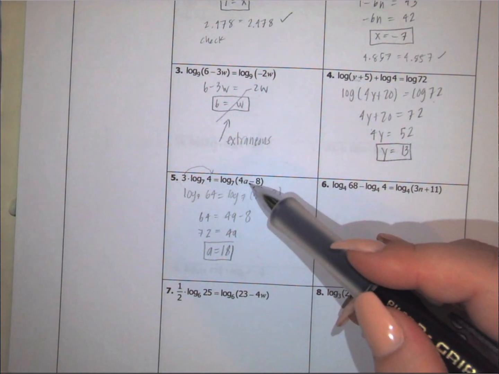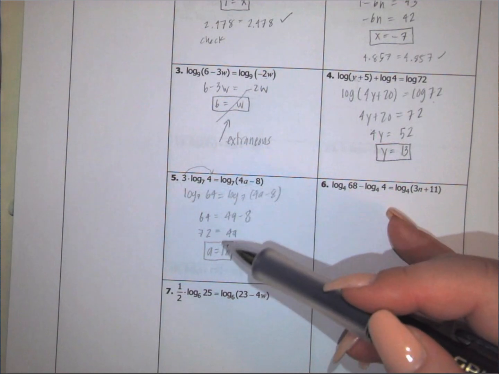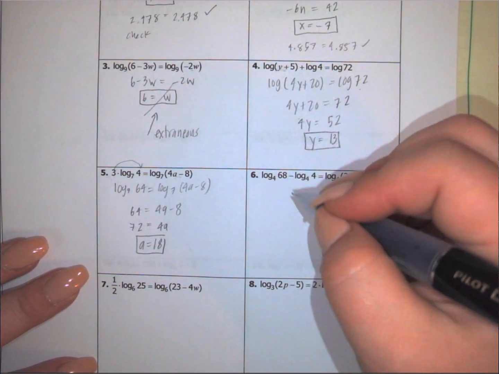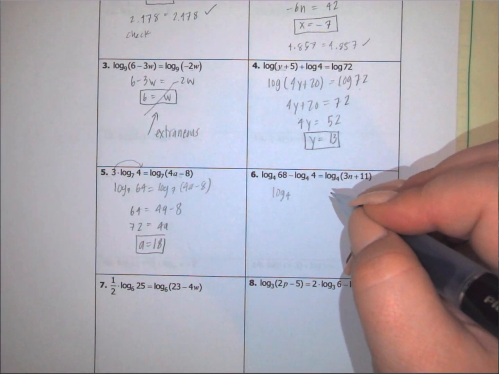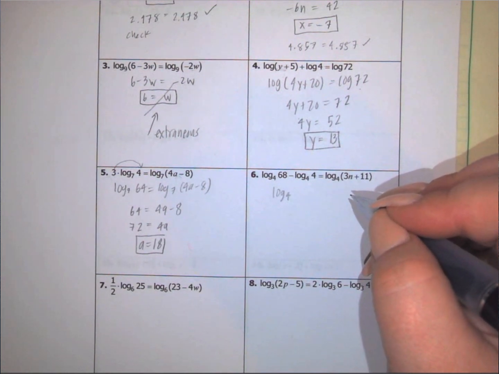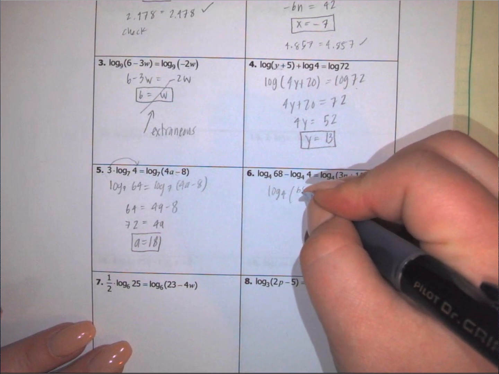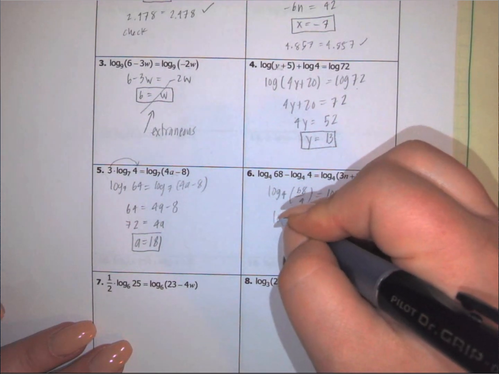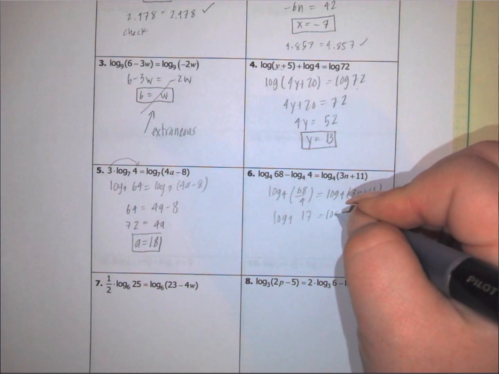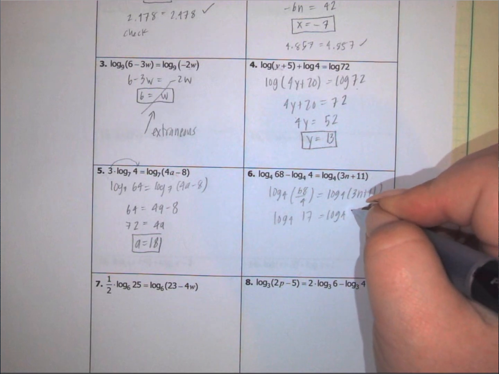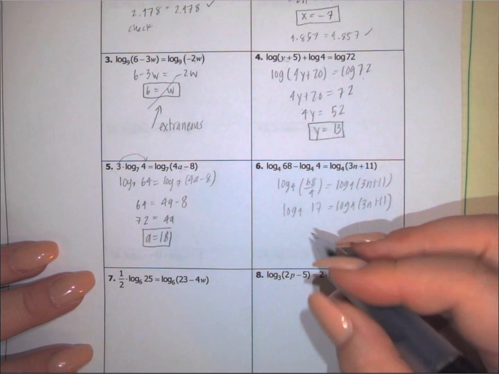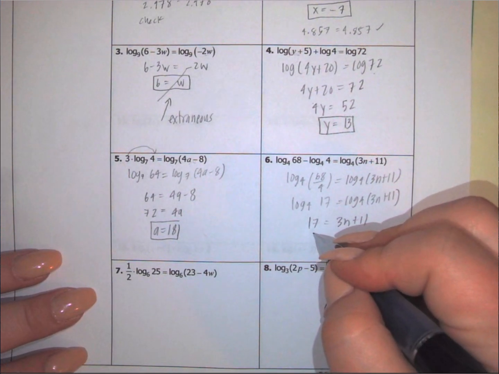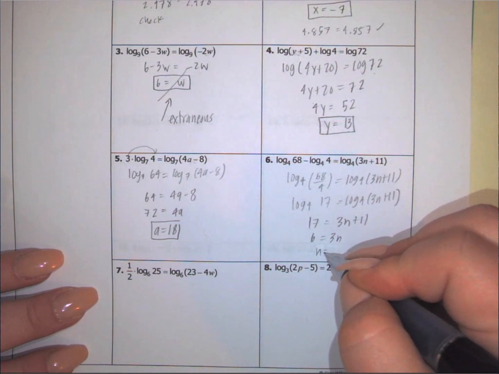Here you can condense the left side. Plug it back in, and you'll see that 18 isn't going to make the inside of that negative, so that is the correct answer. You got to condense the left side, so use your quotient property. So you got to do log base 4 of 68 divided by 4, which is 17. So rewrite that as log base 4 of 17. Now both sides are 1 log, so you set the insides equal to each other. 17 equals 3n plus 11. Subtract 11, you get 6 equals 3n. So you get n equals 2.